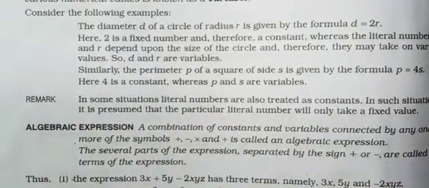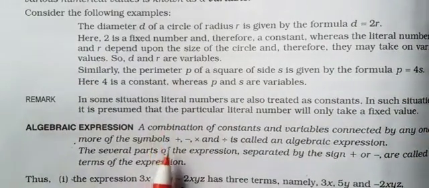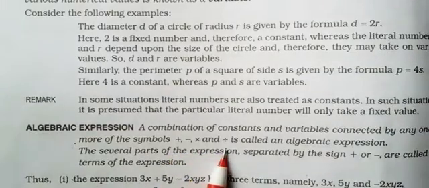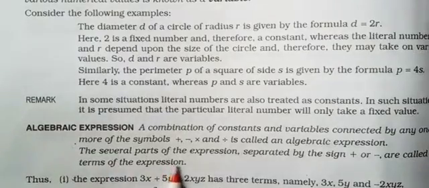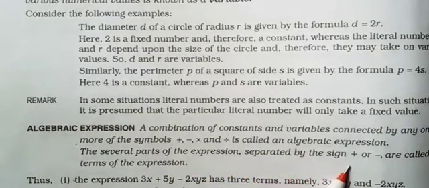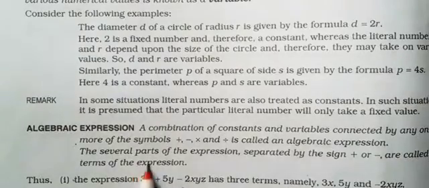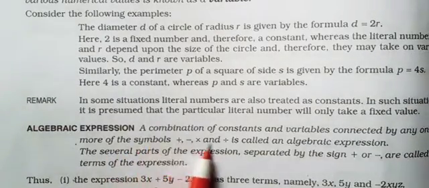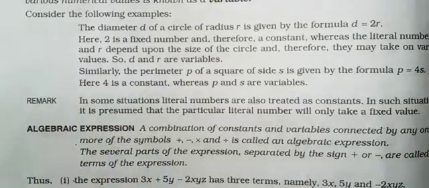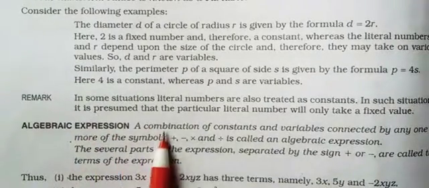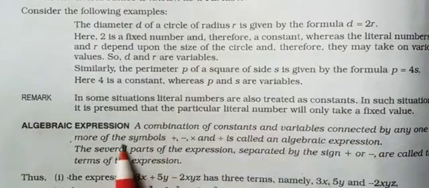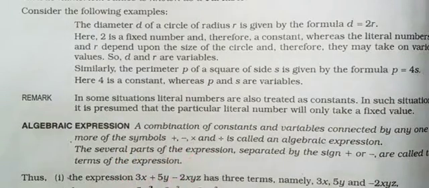Next, come to the definition of algebraic expression. It is a combination of constants and variables connected by one or more symbols like plus, minus, multiply, divide. The several parts of an expression separated by the sign of plus or minus are called the terms of the expression. These things we have to remember first: an algebraic expression is a combination of constants and variables connected by these mathematical symbols. It's clear.